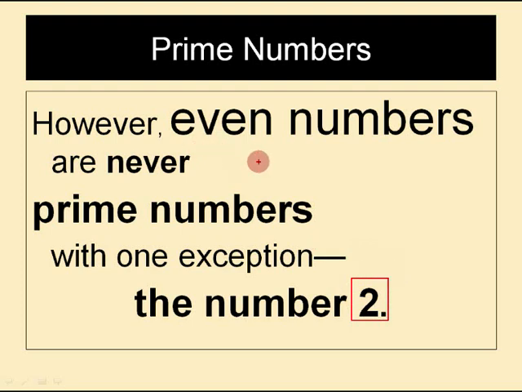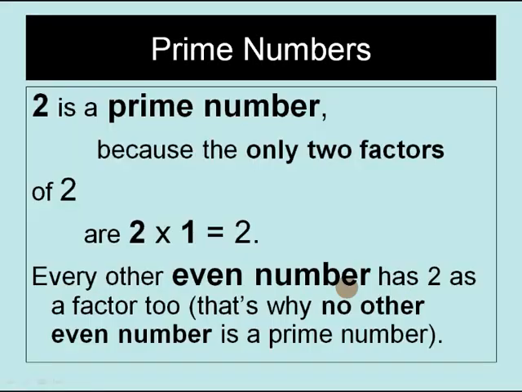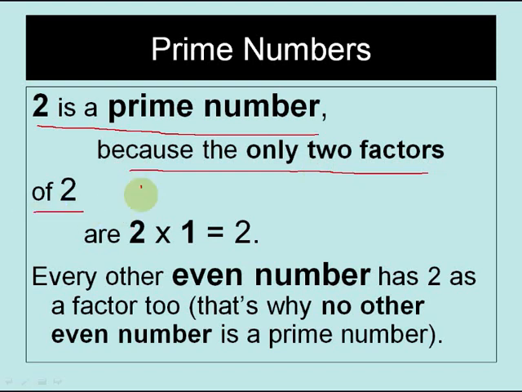For any other even number like 4, 6, 8, etc., it is not a prime number, because 2 is a factor in every other even number, right? The reason 2 is a prime number is that the only factors of 2 are what? 2 times 1 is 2, that's all, nothing else, right? But every other even number has 2 as a factor, right? We followed that.